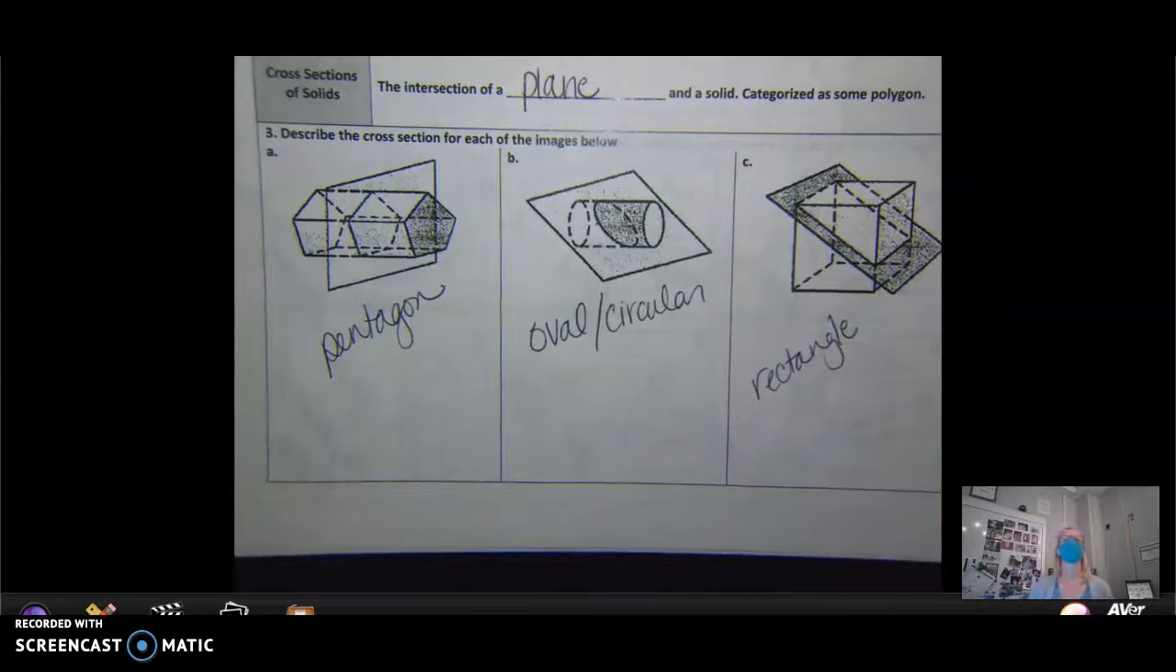Have you guys ever done that? Like create a shape with Play-Doh and then take like floss and cut it?